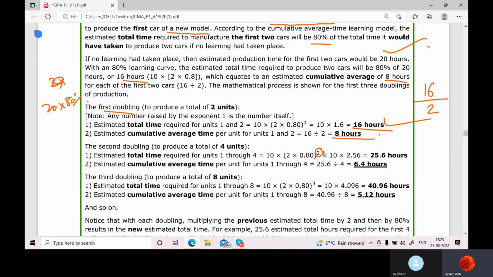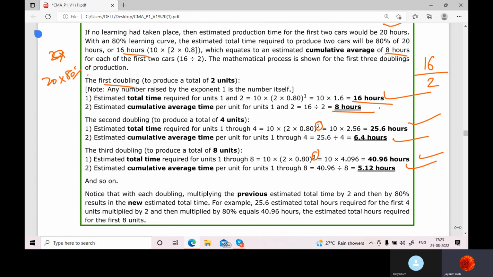Number of doublings, no? Yes, sir. It is doubled. So you'll get this many and divide by 4, this many. And again then, third doubling, you'll be doing cube here. So this much. Now, what you are seeing is as you are doubling, your time is reduced. Am I right? Yes, sir. Your average time is reduced in doubling.